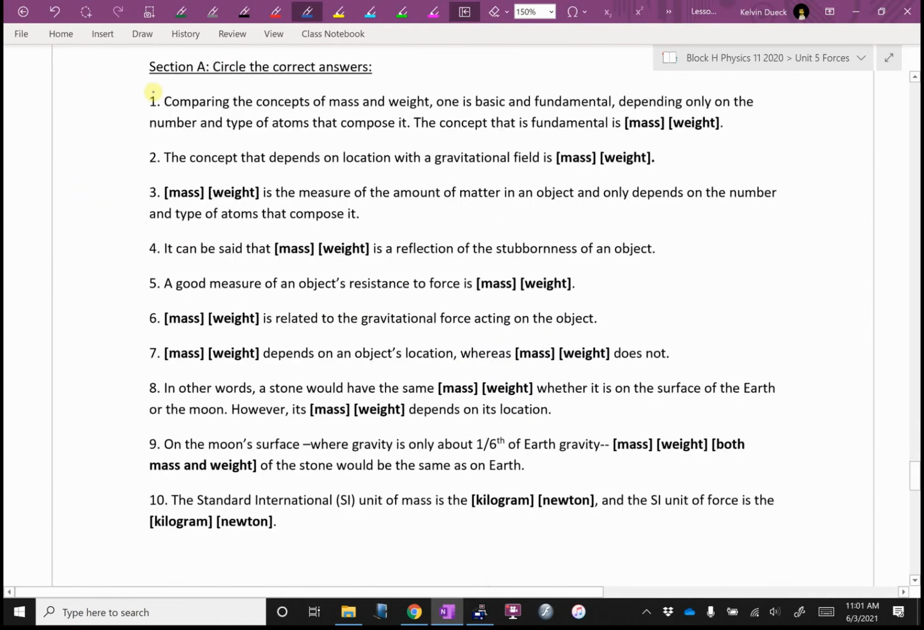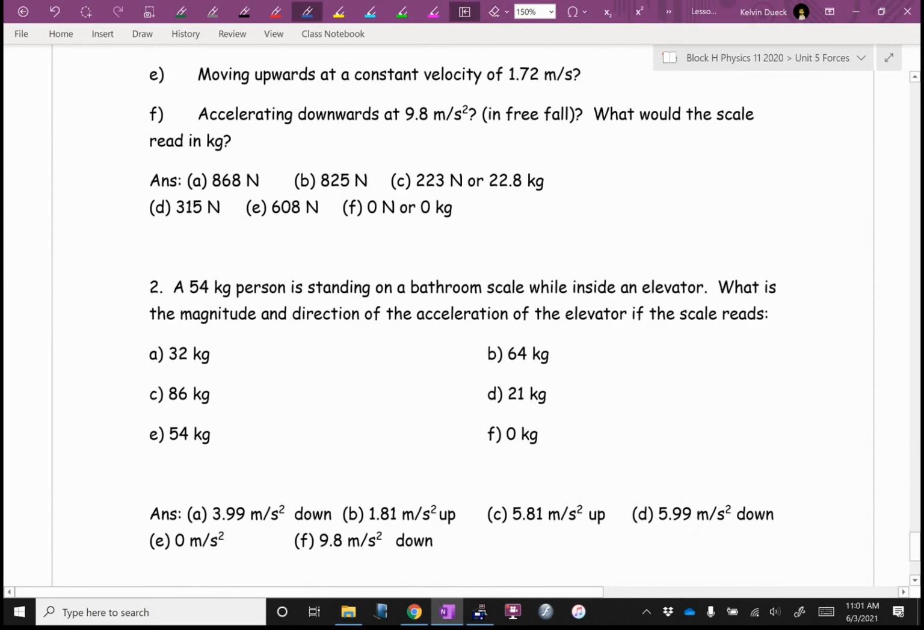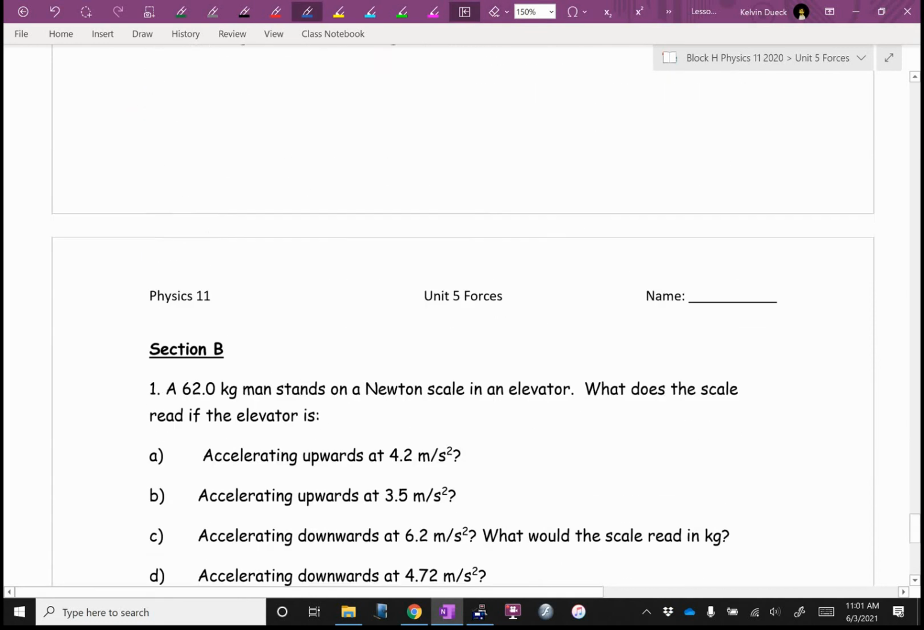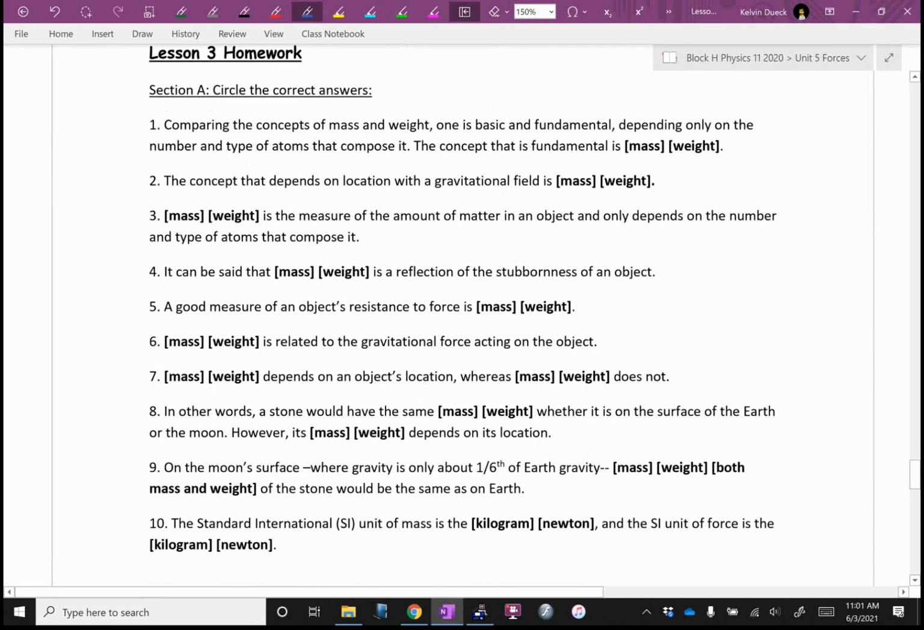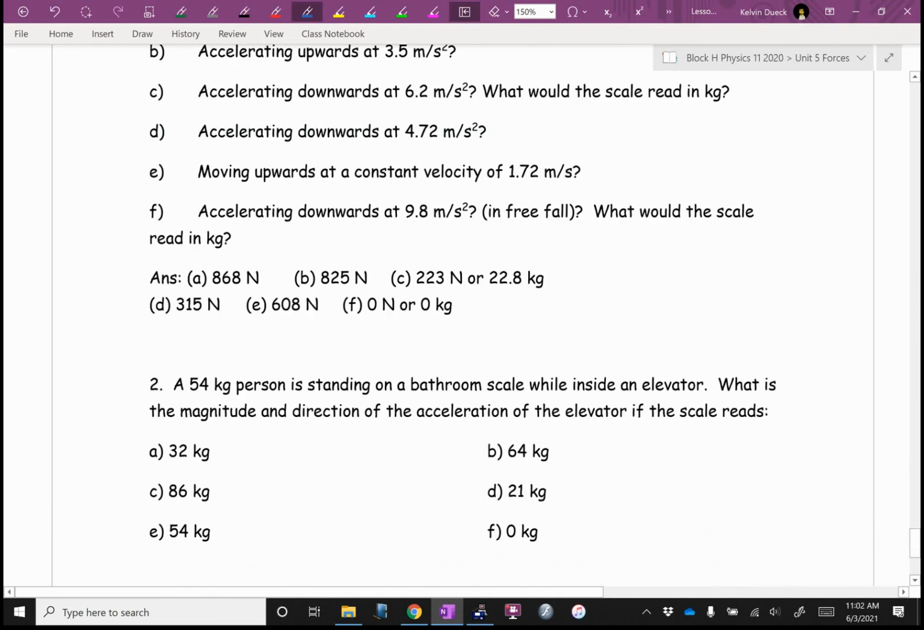So, homework. Number 1, 2, 3. You know what? It's going to be every question. So, all of those, and then these elevator questions. Okay? So, the first section is just asking, do you understand the difference between mass and weight? I put the answers at the bottom of the page. And then here, number 1, I'm giving you the acceleration, find the normal force. Number 2, I'm giving you the scale reading, find the acceleration.